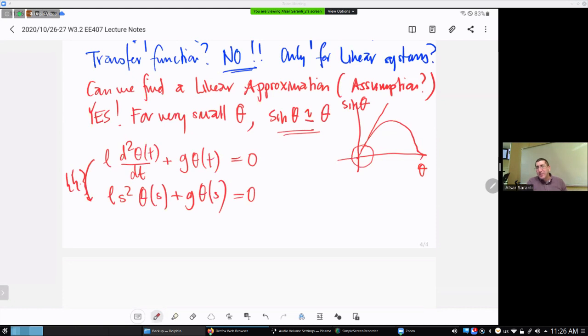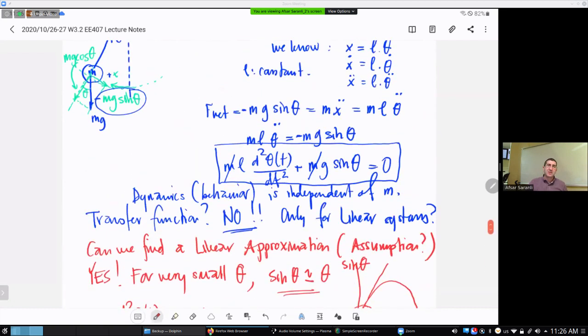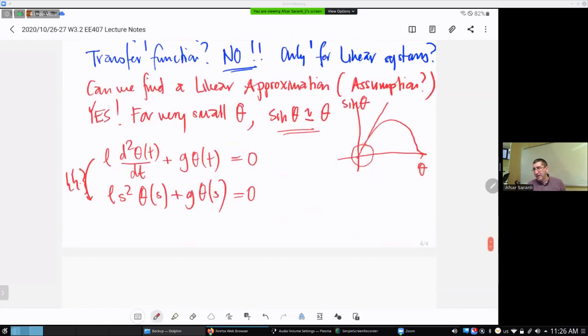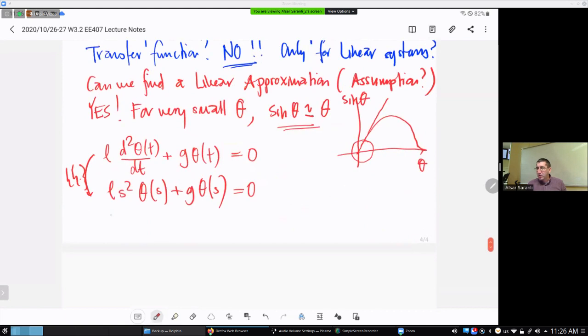There is no input in this system. This is what we call an autonomous system, a system with no input. So yes, we can write this equation in the Laplace domain. I can have Ls squared plus g times theta of s is equal to 0, but there is no input to this system.